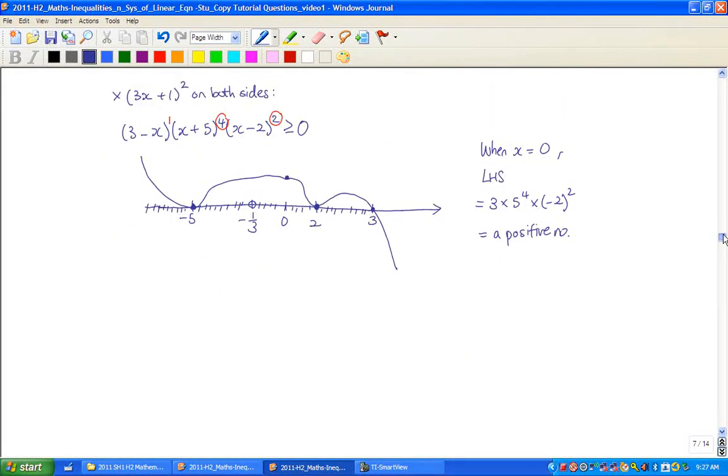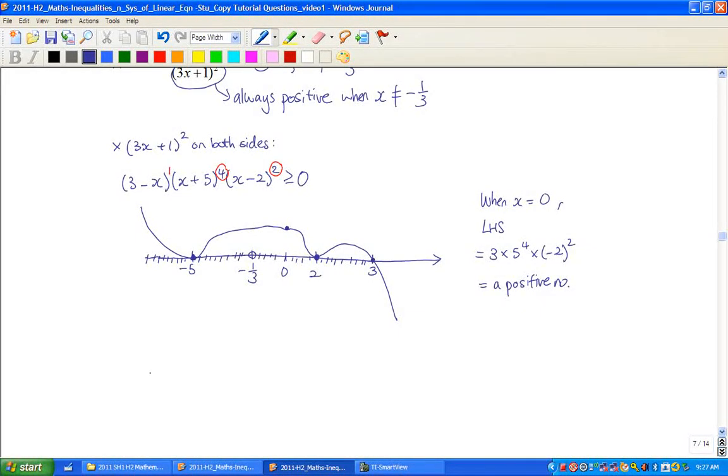So we could write our answer as x is less than or equal to 3 and x cannot be negative 1/3. Or if you prefer to write in another manner, we could write it as x is strictly less than negative 1/3, or negative 1/3 is strictly smaller than x, which is less than or equal to 3. And this will be our final answer for this question.